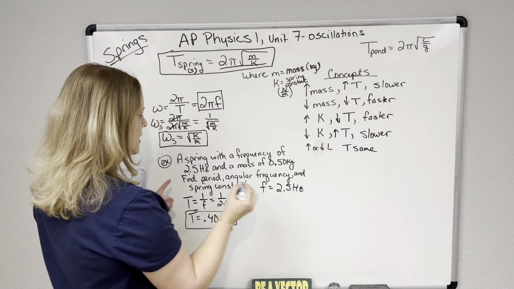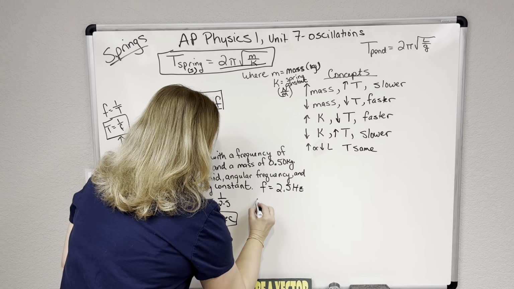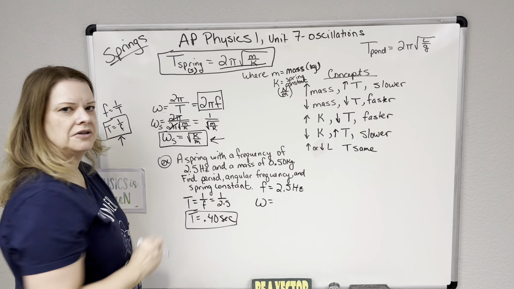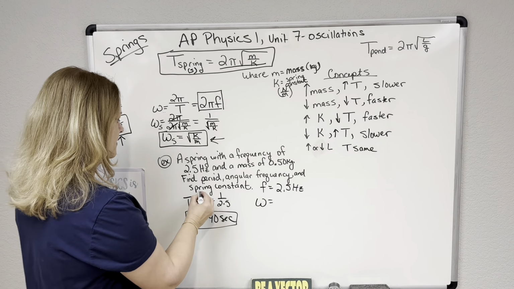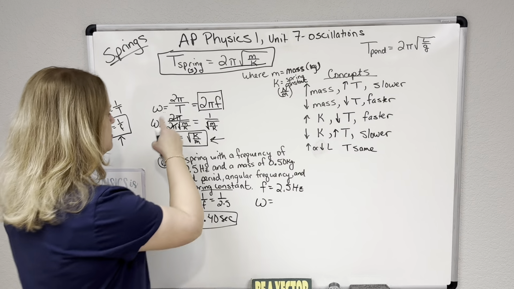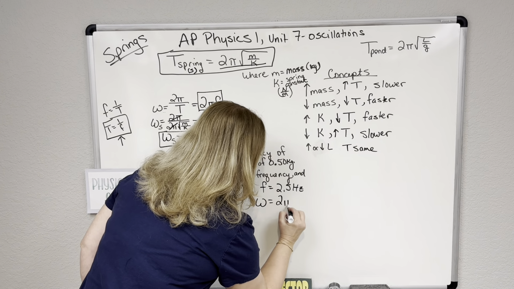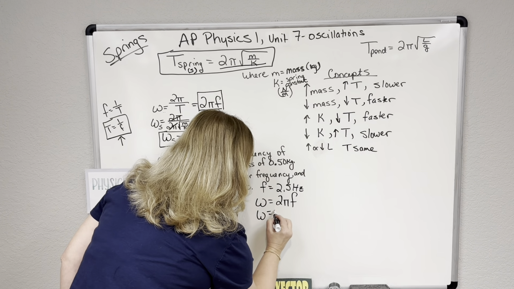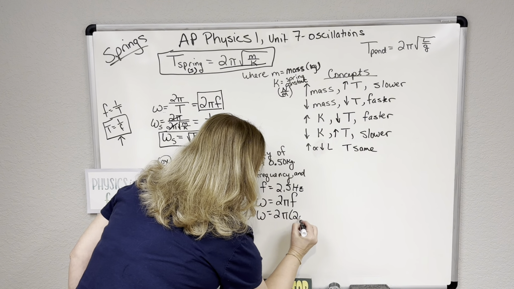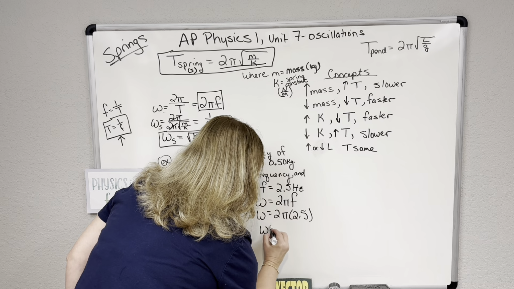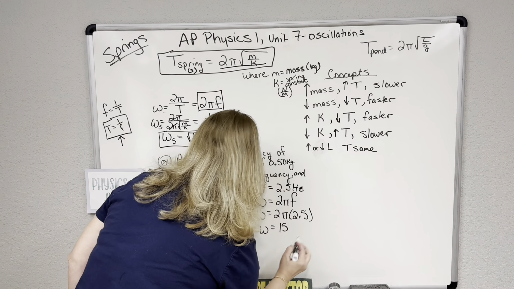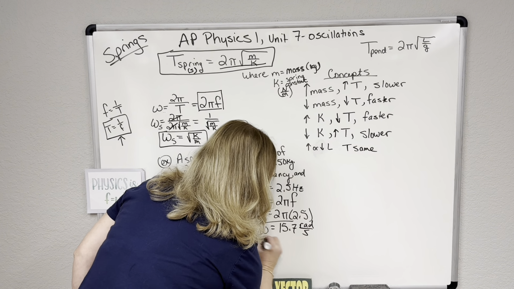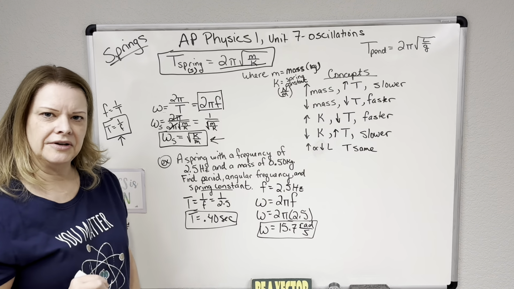Now I'm going to find my angular frequency. Oh, well, I know this. Angular frequency, I still don't have my spring constant, so I'm still not going to use that yet. They've asked for that last. But I do know that my angular frequency is 2 pi times f. So my angular frequency is 2 pi times 2.5 hertz. And that's going to give me an angular frequency of 15.7. And remember, angular is in radians per second. So I have the second part done now.